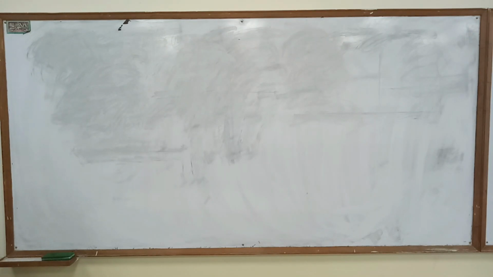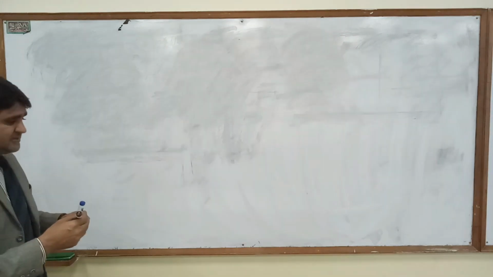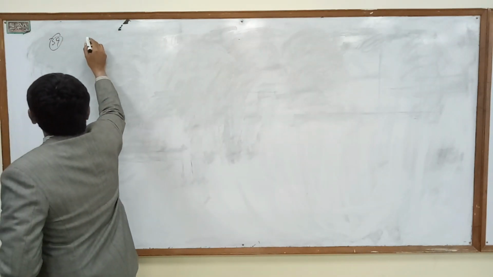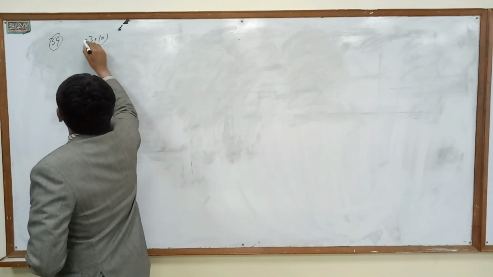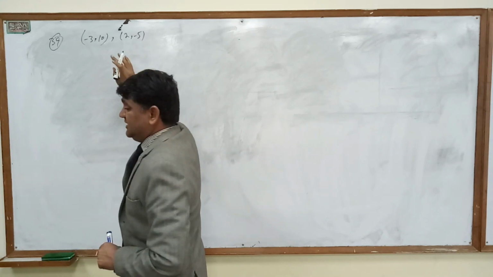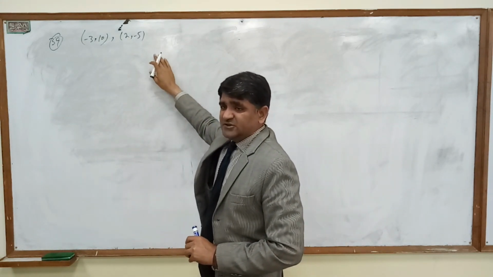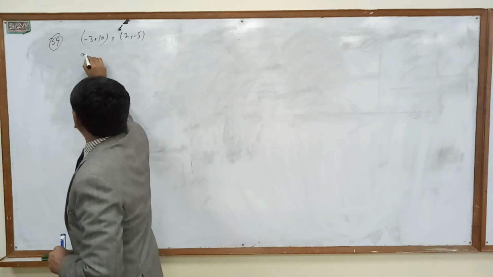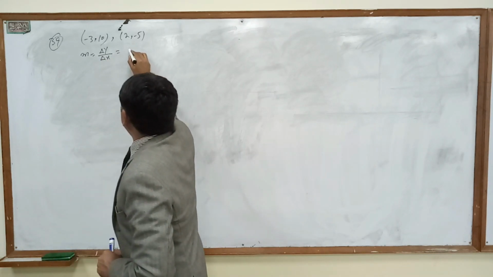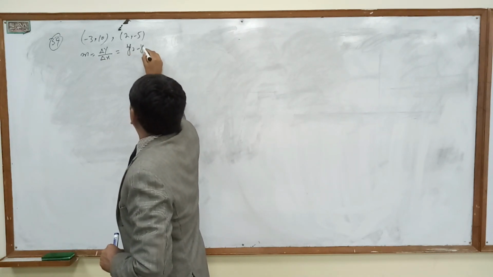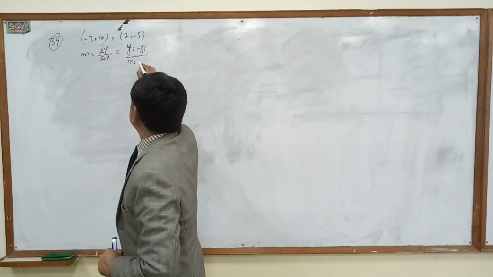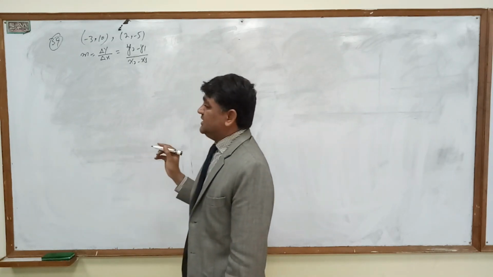If we look at question number 39, what is question number 39? The first point is minus 3 and 10, and the second point is 2 and minus 5. As I stated earlier, the formula for slope m is change in y divided by change in x, or y2 minus y1 divided by x2 minus x1.